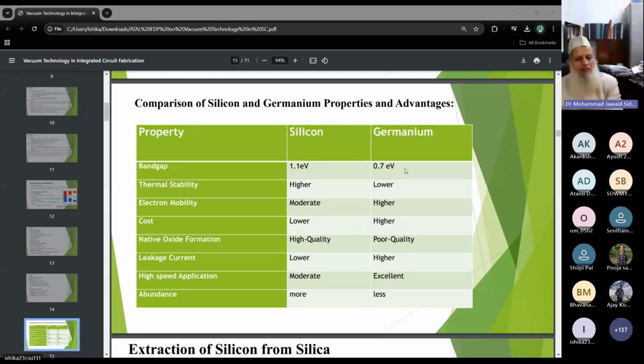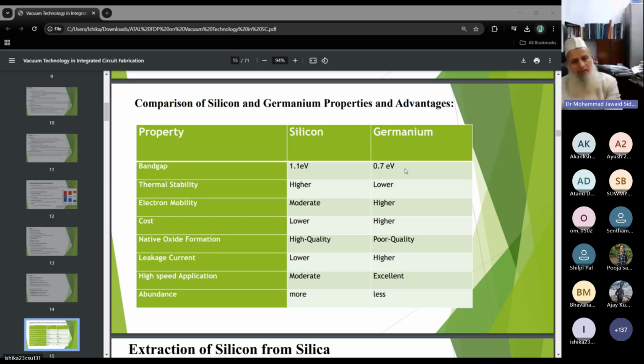the power efficiency is very good. So we can easily fabricate the CMOS devices in which silicon dioxide is needed. So silicon dioxide has a very big advantage over germanium. That is why germanium is almost replaced by silicon.